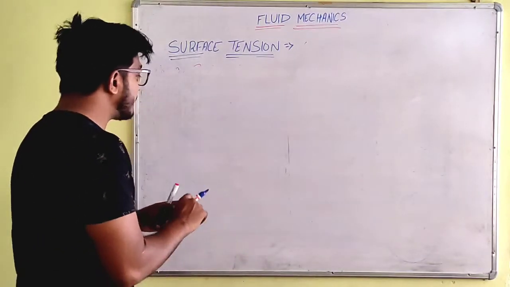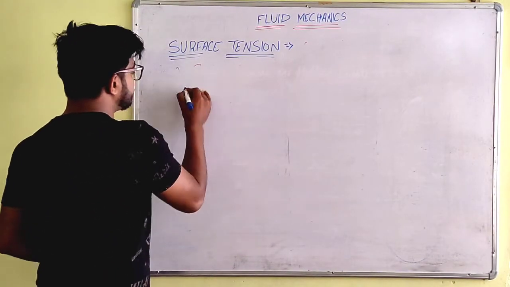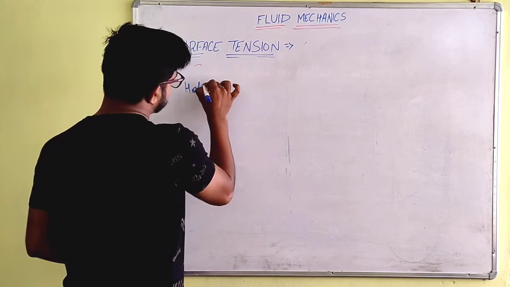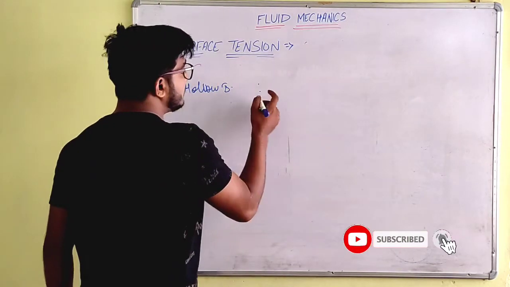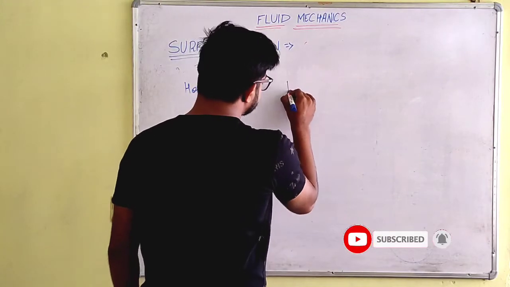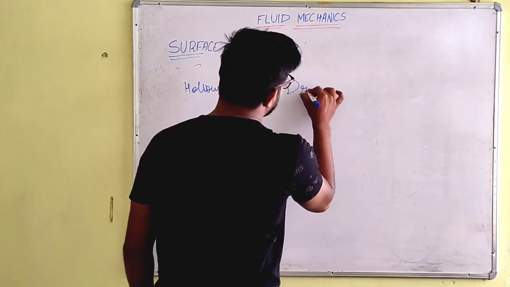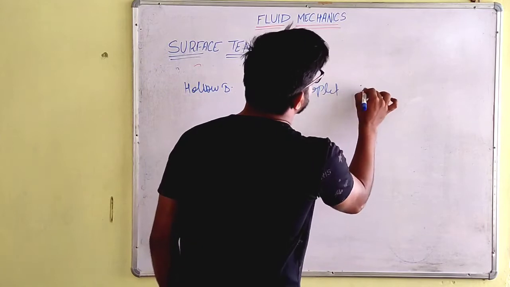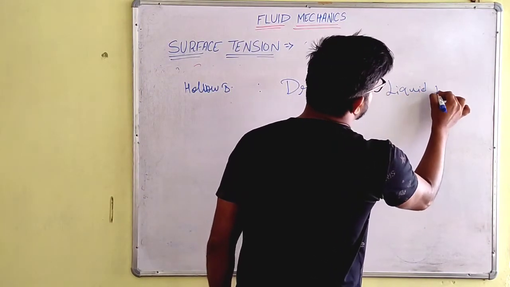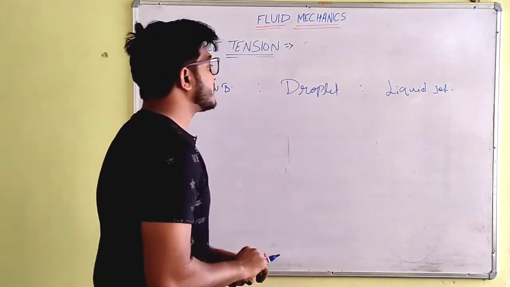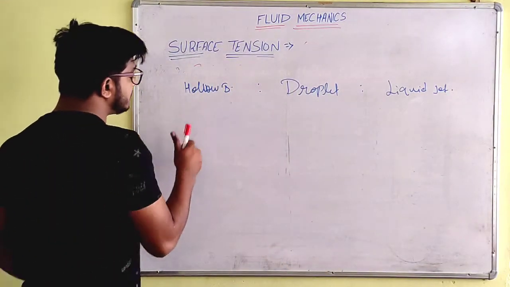Okay, so just to remember the thing, let's take first the hollow bubble ratio. The second one is the liquid droplet. And the third one is the liquid jet. So just to remind what it is.